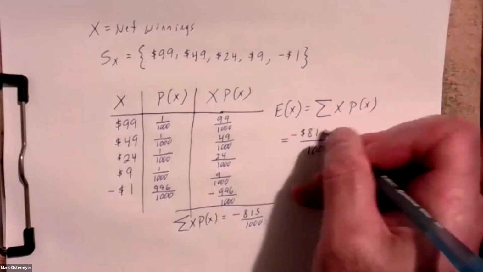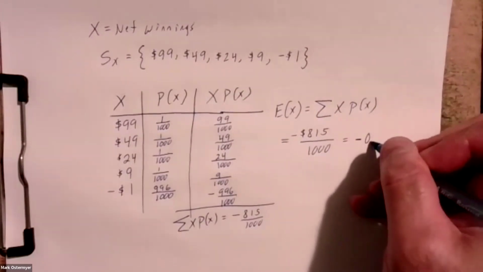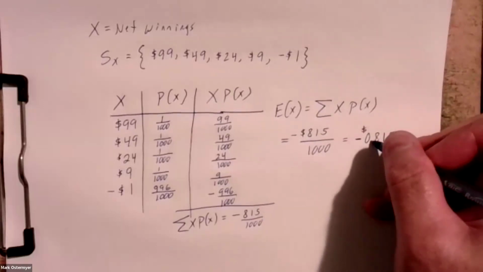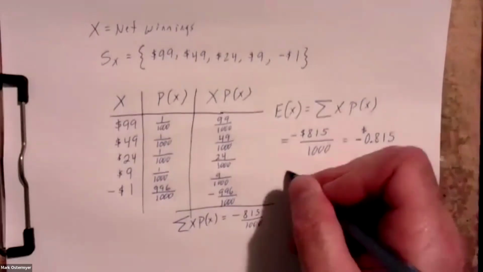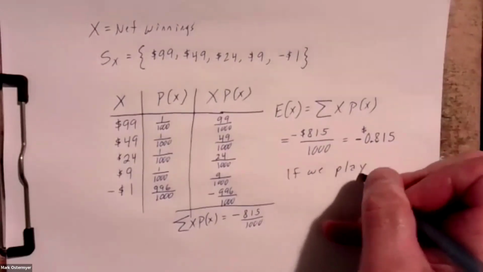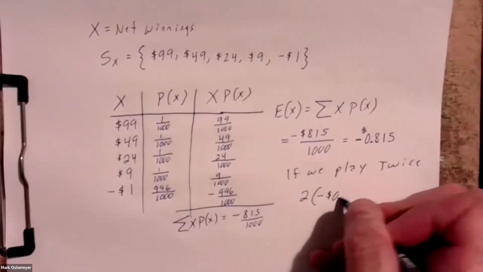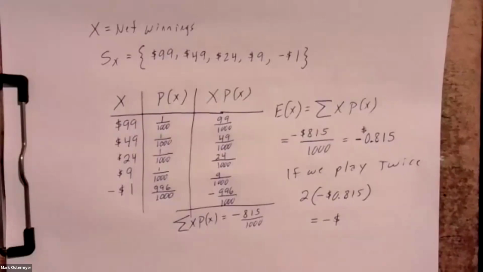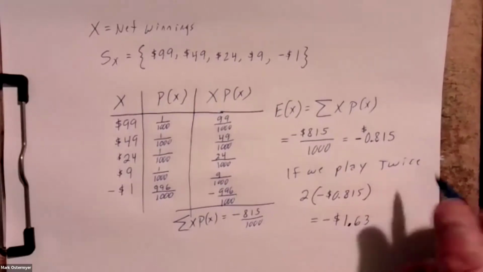And this is a dollar figure here. So our expected net winnings when we play this game would be to lose 815 thousandths of a dollar, or to lose about 82 cents. Do you agree? That's your expected net winnings of playing this game once. If we play twice, the expected net winnings would be two times that value. So, if we were to play this game twice, on average, we would expect to lose about $1.63.